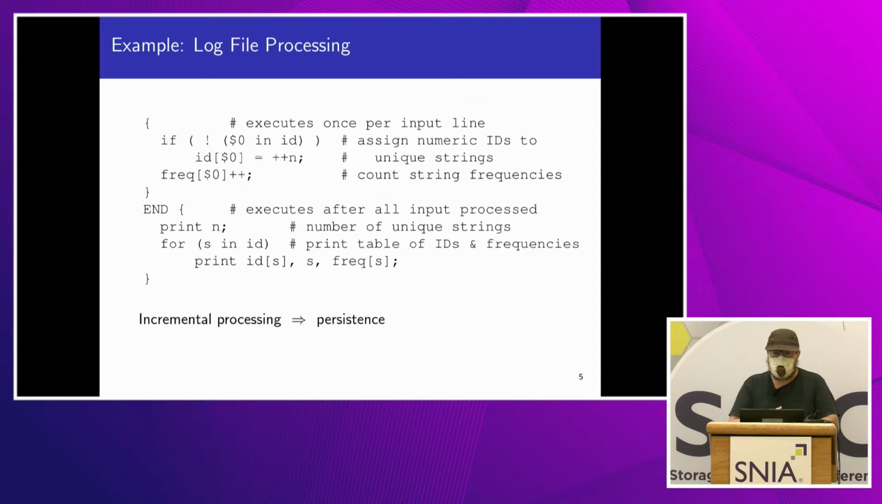Now let's consider a simple example problem that will help us to recognize a better approach to persistence when we see it. This little awk script captures the essence of a very common scripting chore, processing log files. My dissertation research 20 years ago relied heavily on scripts like this one to process web server logs. The top half of this script is a block that executes once per line of input. It treats each line as a string, assigns serial numbers to strings, and counts the frequencies of strings. The bottom half of this script is an end block that executes after all input has been processed. It prints a summary report.